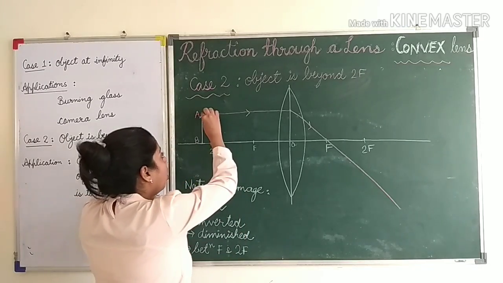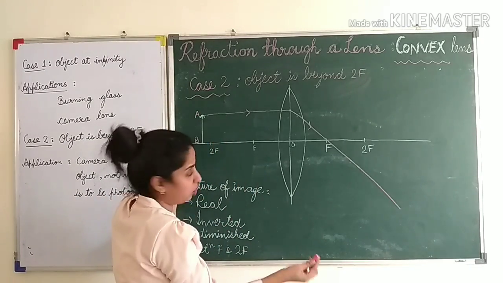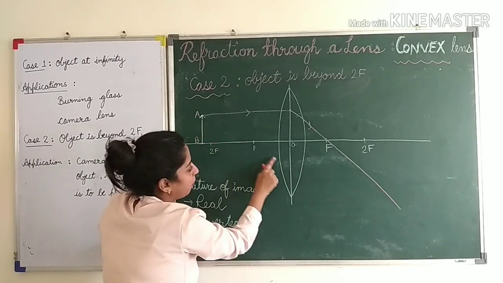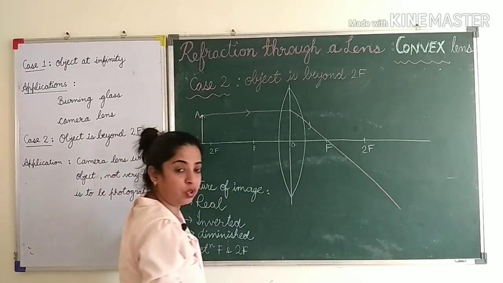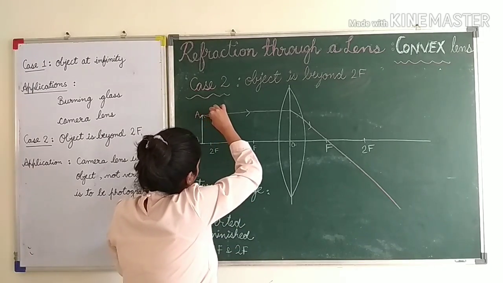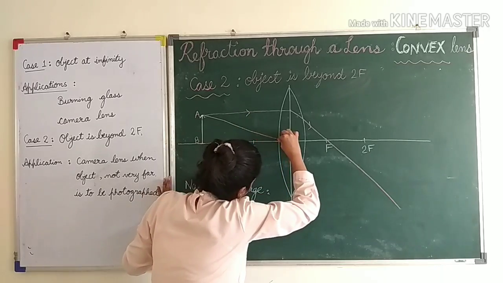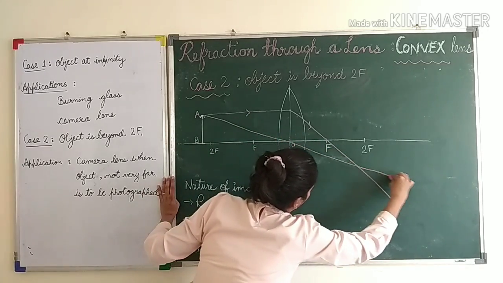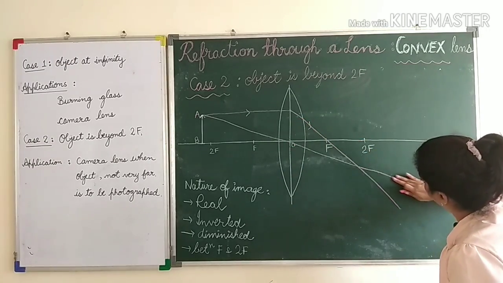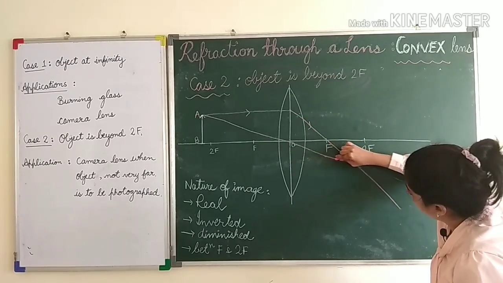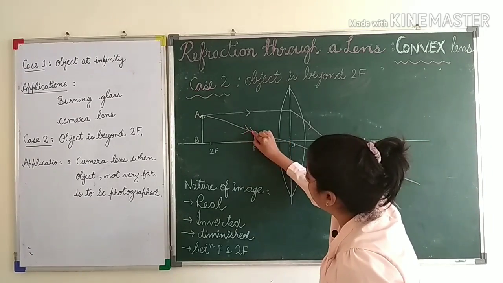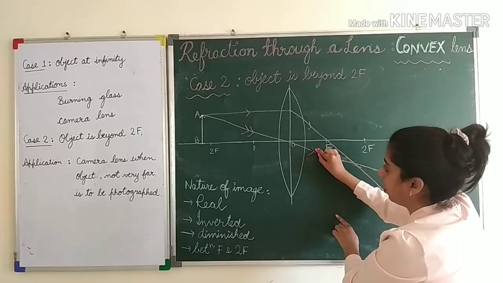Our second ray, we can make two rays. We can make one passing through optical center, or we can make one passing through F and then making it parallel to the principal axis. You have to draw only two rays, so you choose whatever you want. I will make a ray which is passing through optical center. It's not a very straight line, but you try to draw a straight line. Okay, so this is how one arrow here, and after refraction one arrow here.